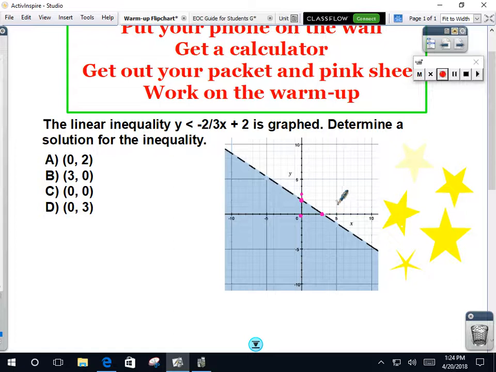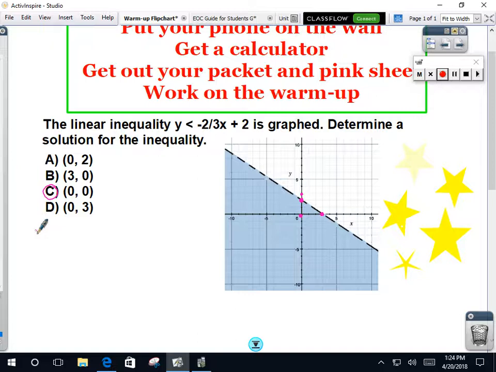A solution will fall in the shaded area or on a solid line. But this is not a solid line, it's a dashed line, and that's because there was no equal to bar. If there is an equal to bar, you would make the line solid, and anything on the line would be a solution. But since it's not, the only solution is this one. Now let me show you why.